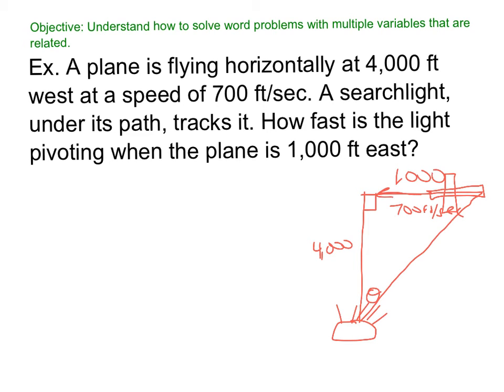All right. So which trig ratio are we going to use here? Well, it gives me 1,000 and 4,000. It's giving me the opposite and the adjacent. So this is a tan problem. So we're going to do tan of theta equals x over y. Right? So my variables are x, y, and theta.